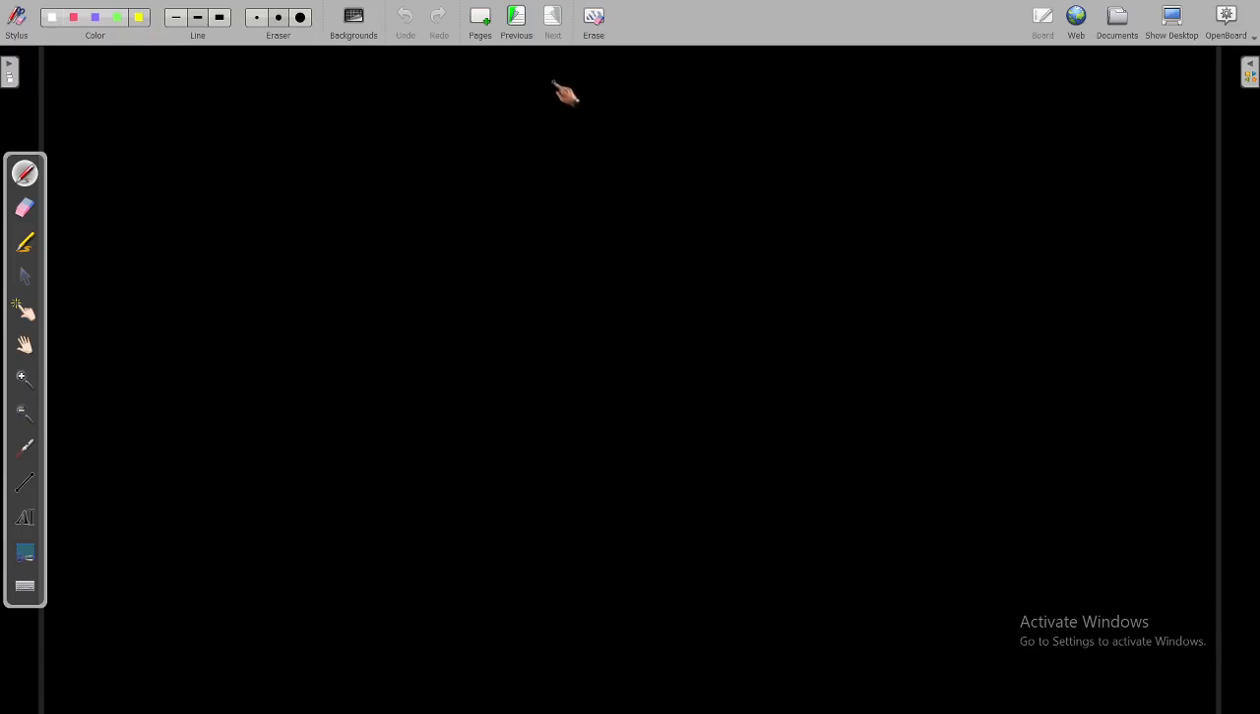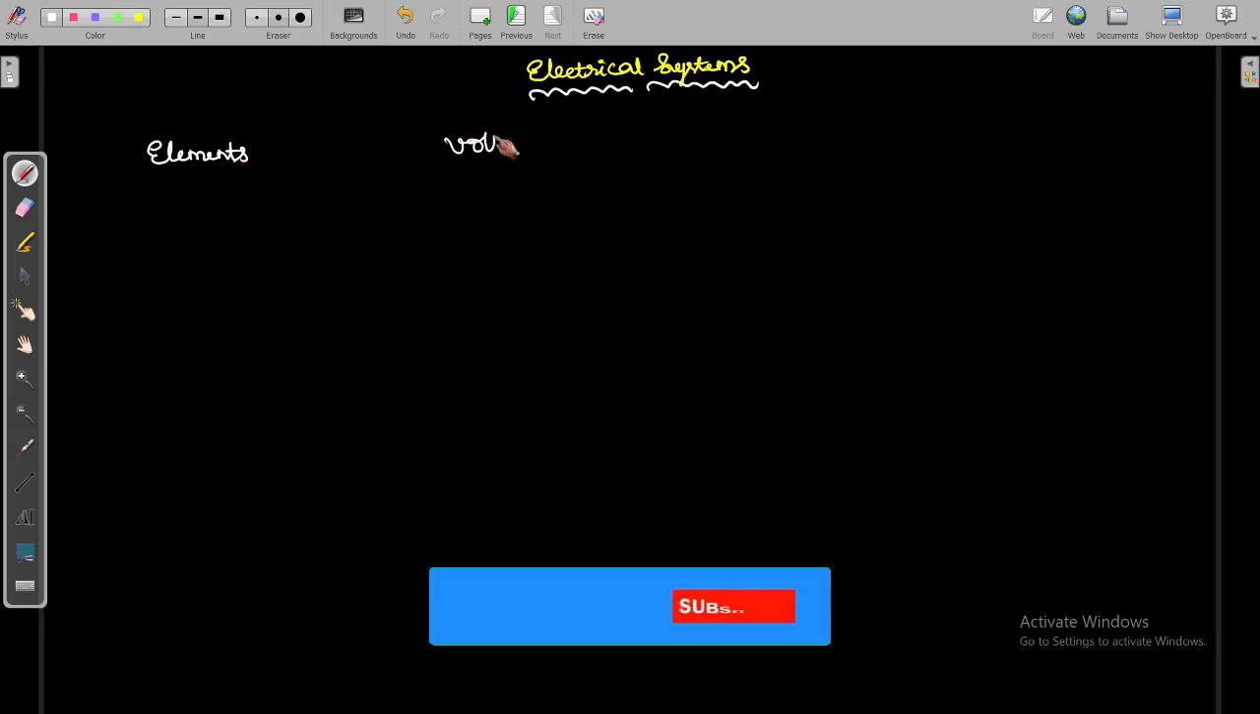Today we are going to see what electrical systems are used in control systems. We already know the basic elements we are going to use in electrical systems. That is what we are going to see, and also the relation between voltage and current in the case of the different elements.